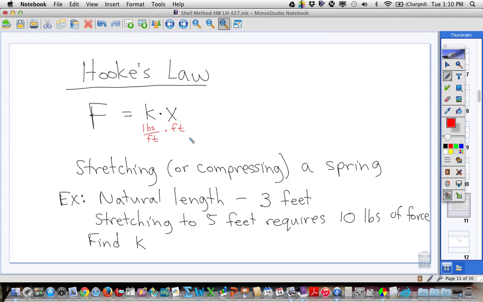So you'll always have to be given this in a spring problem. Spring problems are pretty easy, pretty straightforward. You're going to be given how many feet you have to stretch it, how much force is required to do that, and that's going to give you your force equation for that spring. Okay? So, what would K be?